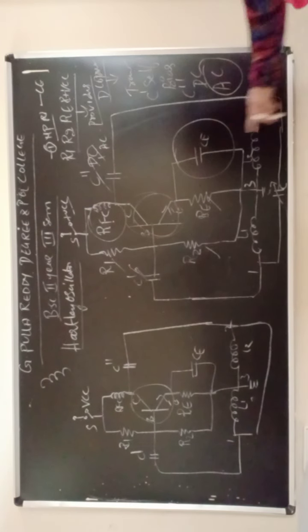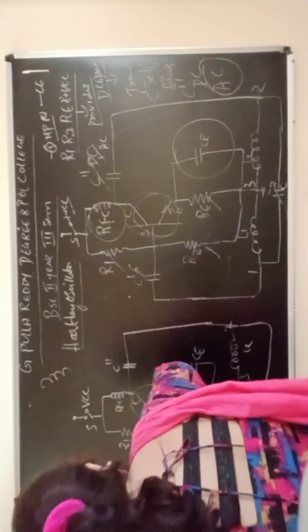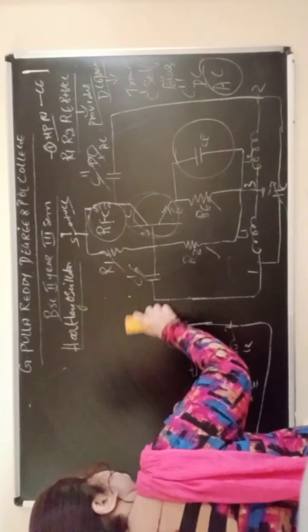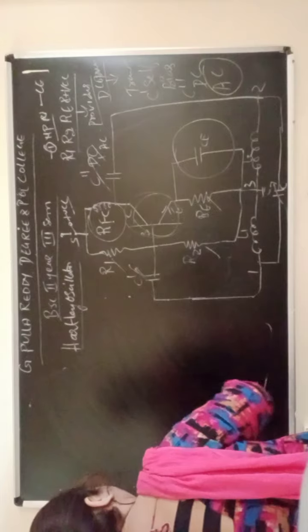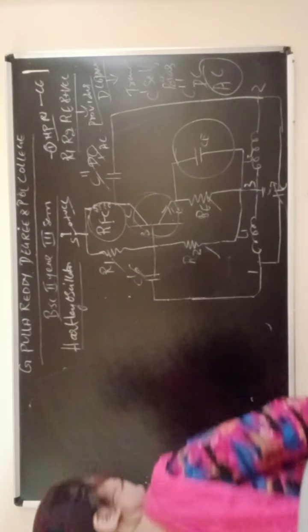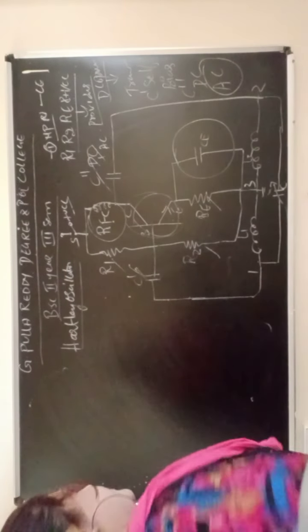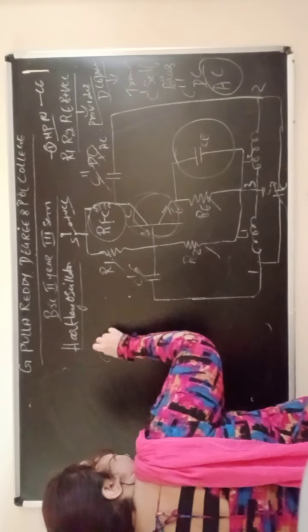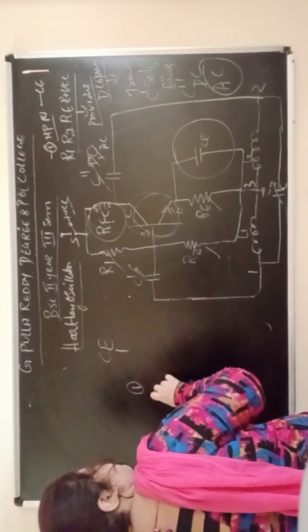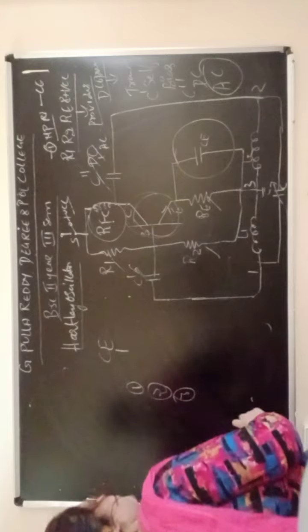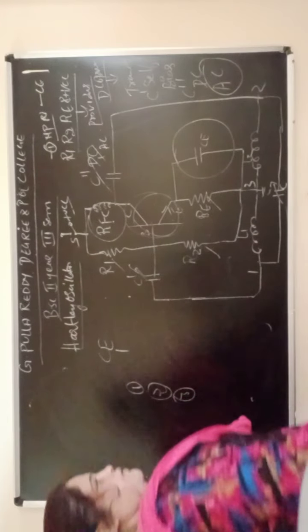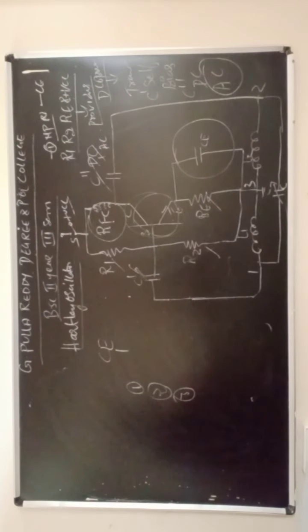So what is the purpose of CE? Now listen carefully. CE will provide three operations. CE means emitter bypass capacitor. It is doing three operations. It provides the AC to ground.